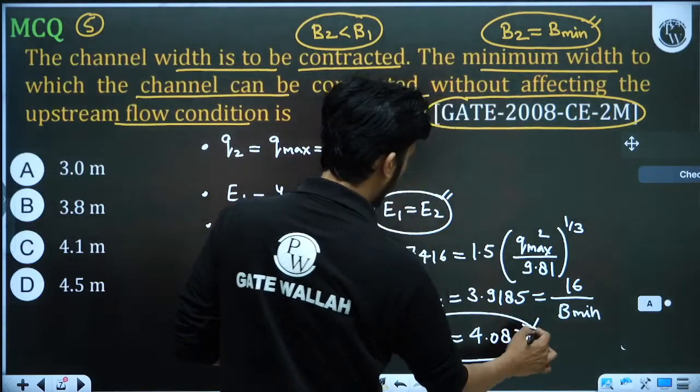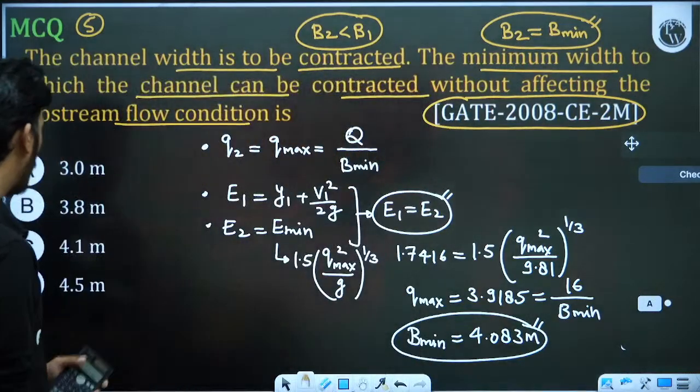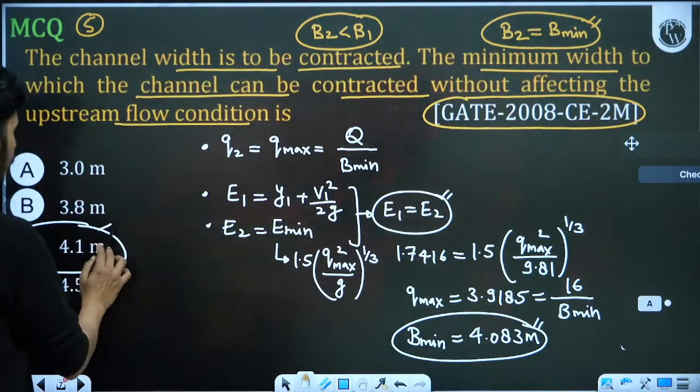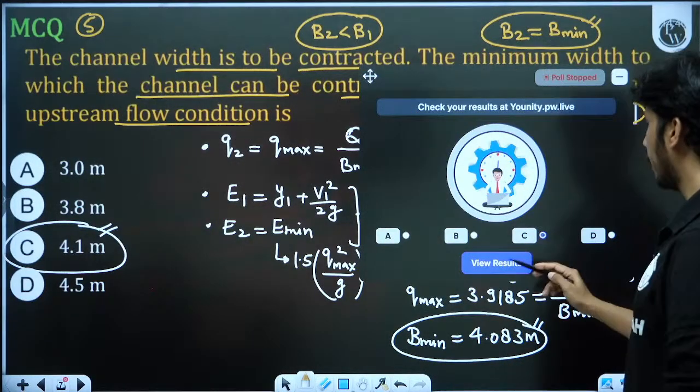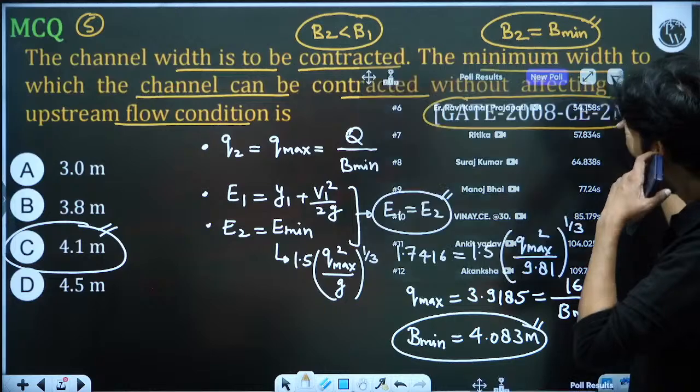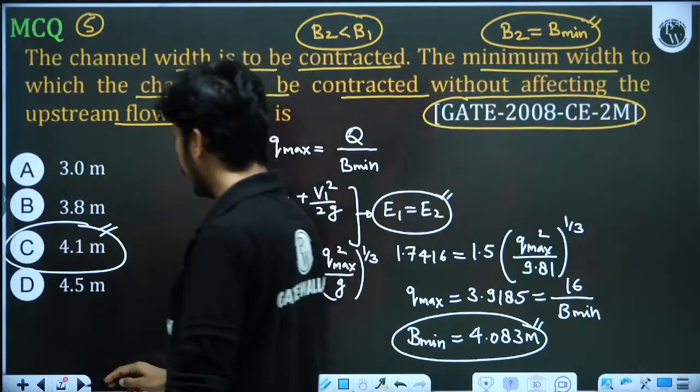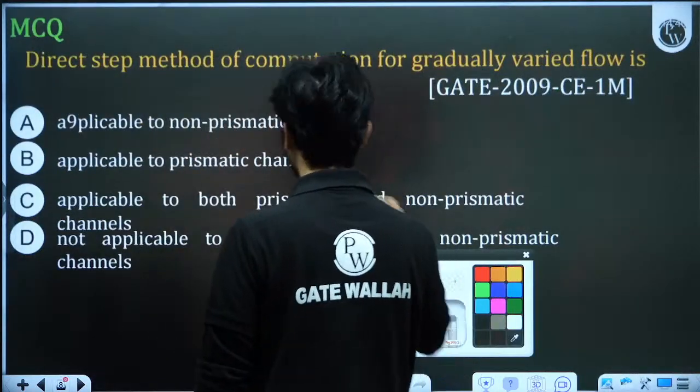This is the minimum width. So 4.083 means we can give the answer 4.1, option C. C is the correct answer. Everybody has given the correct answer. I know this thing is clear to you. Next, question number 6 we are going to solve.